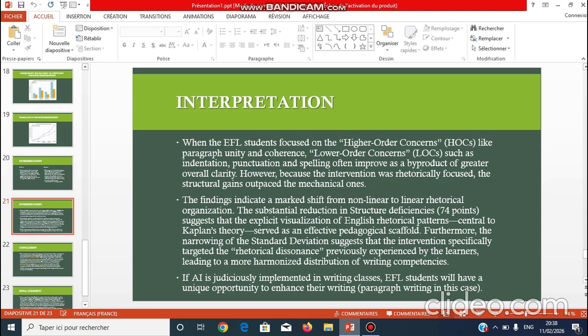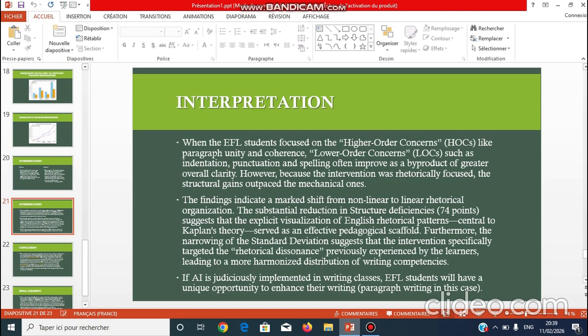The findings indicate a marked shift from nonlinear to linear rhetorical organization. The substantial reduction in structure deficiency, 74 points, suggests that the explicit visualization of English rhetorical patterns, central to Kaplan's theory, served as an effective pedagogical scaffold. Furthermore, the narrowing of the standard deviation suggests that the intervention specifically targeted the rhetorical dissonance previously experienced by the learner, leading to a more harmonized distribution of writing competence.